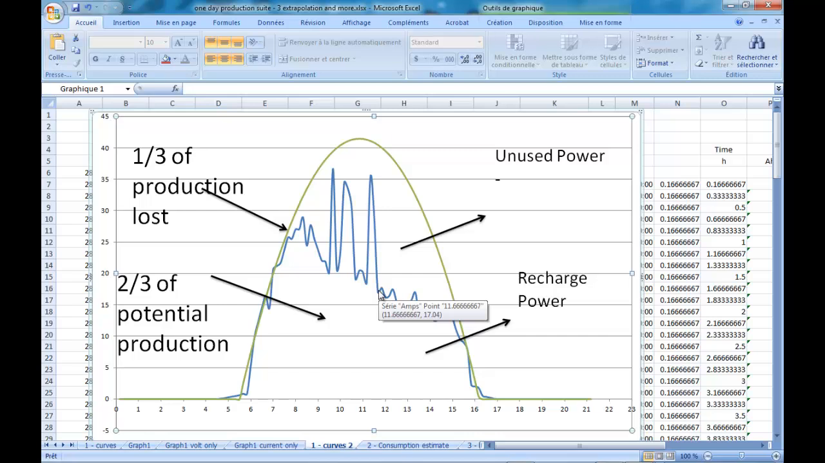Now, the next thing we're going to do is a consumption estimate and see what kind of battery we need for this kind of profile. Like if you need 200 ampere hours on your boat per day, what do we need to install? And that's what's going to happen next.